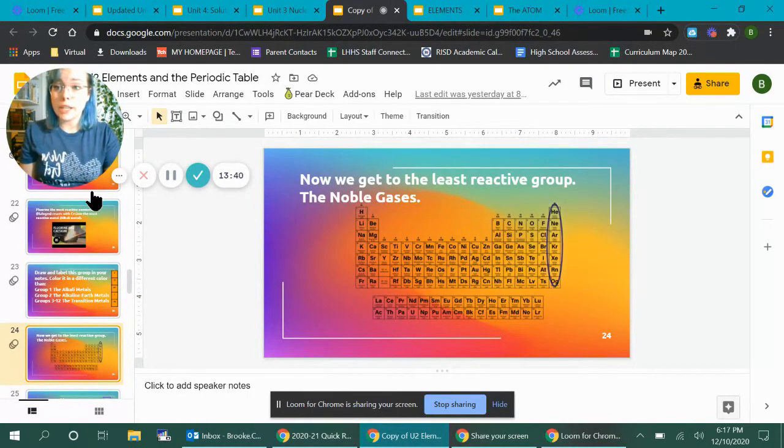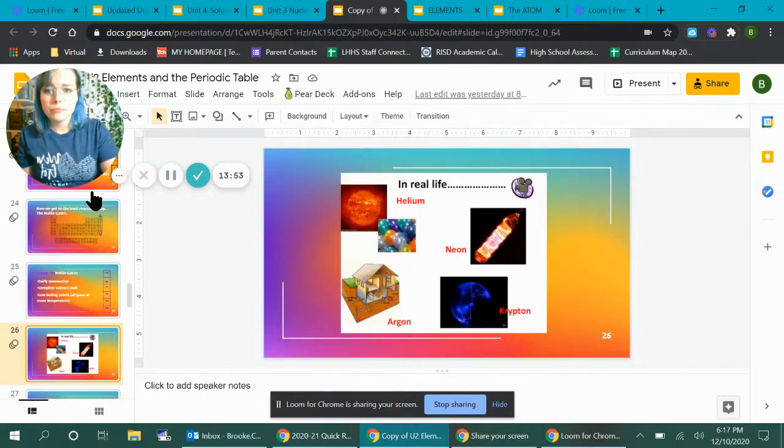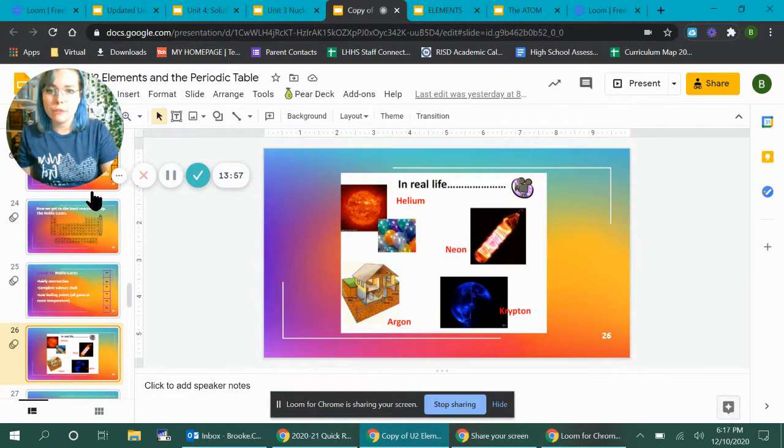And then the least reactive group, the most stable group, is going to be the noble gases. That's group 18. Group 18 has a full valence shell, so they kind of want to stay where they're at. They're all gases at room temperature, but they're pretty non-reactive.